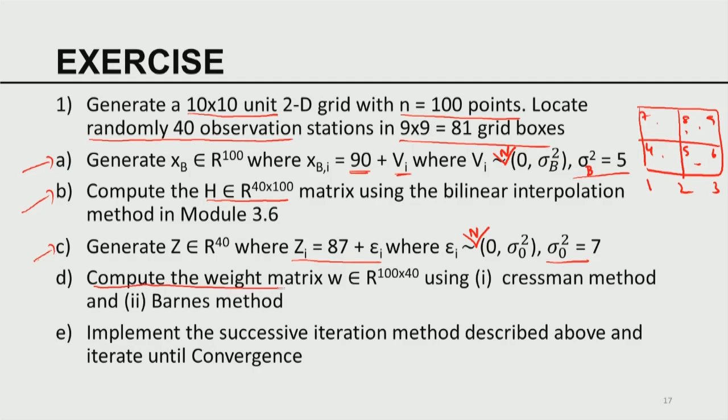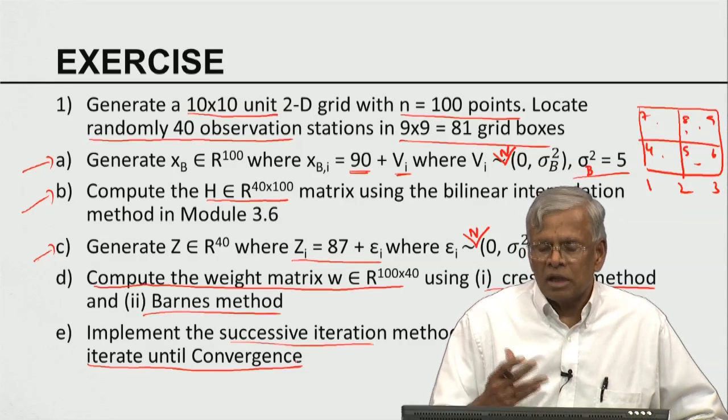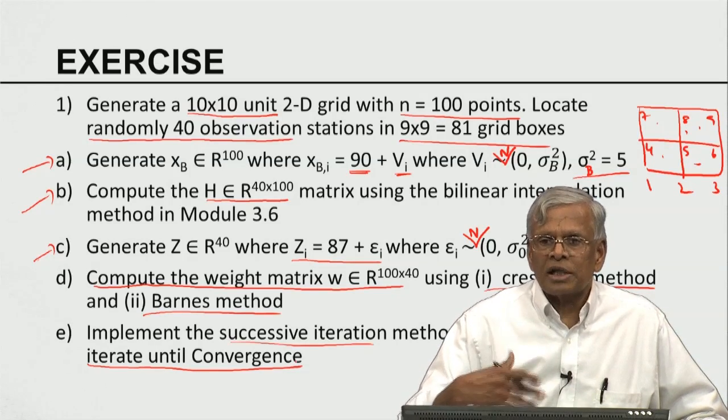You now need to compute the weight matrix using the Cressman method and using the Barnes method. There are 2 methods for doing this. Implement the successive iteration described above and iterate until convergence. It's a very beautiful scheme. If you can do this on a computer, then you can say you thoroughly understand some of the classical methods. These methods could still be used. They are very powerful and very meaningful. They were developed heuristically, but it is for their power, simplicity, and elegance that I believe these kinds of exercises should be done by anybody who is interested in learning the tools and techniques for data assimilation.